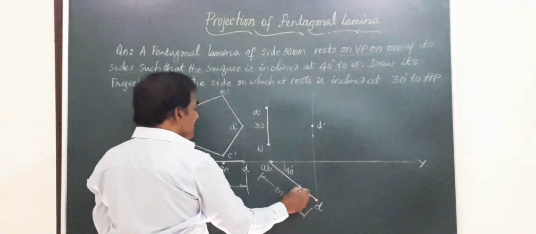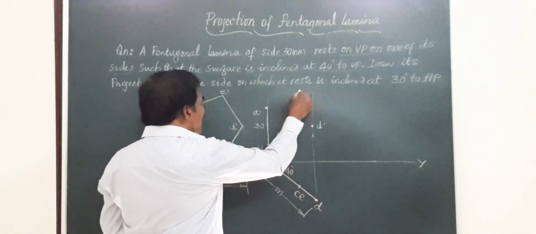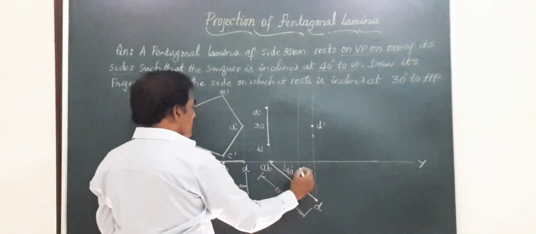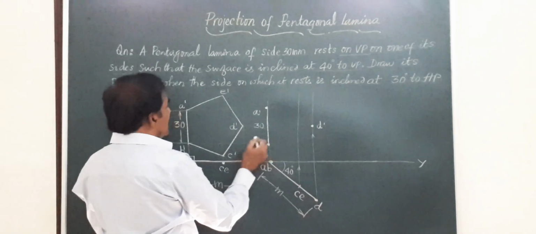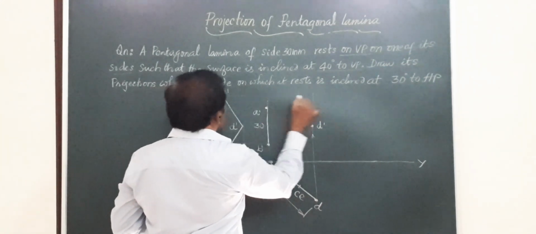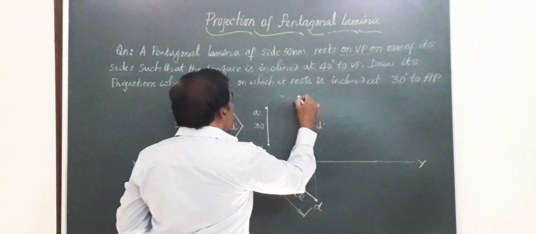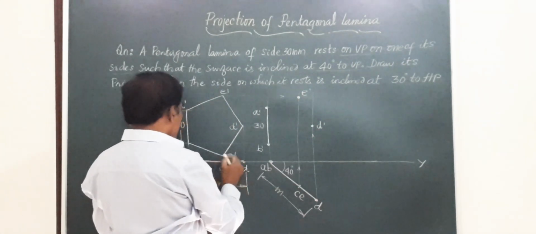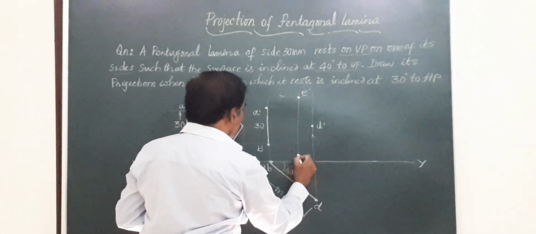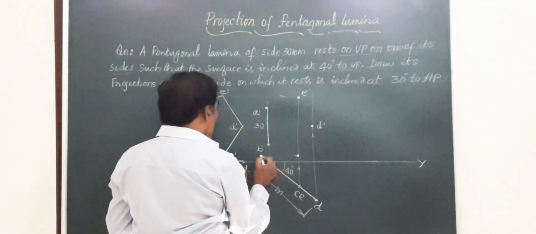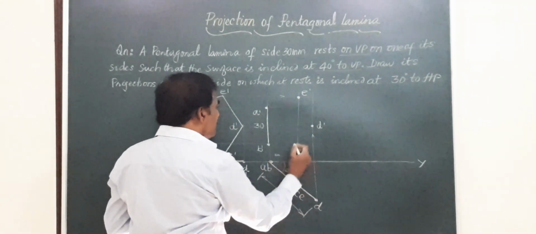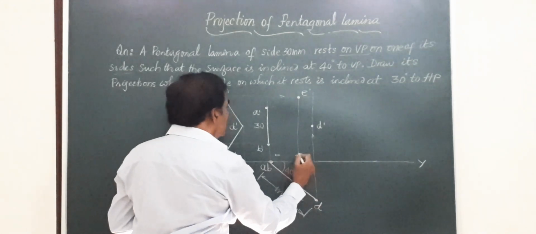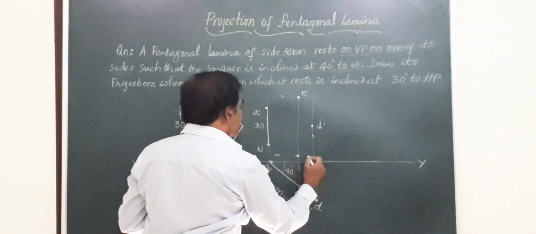Similarly, C and E will lie on this. Draw a vertical line through these two, C and E, and a horizontal line. So through E, if you draw a horizontal line, these two will meet here. This is going to be point E dash. And finally, C is here. So vertical from C, horizontal line from C, when they meet here, will give you the point C dash.